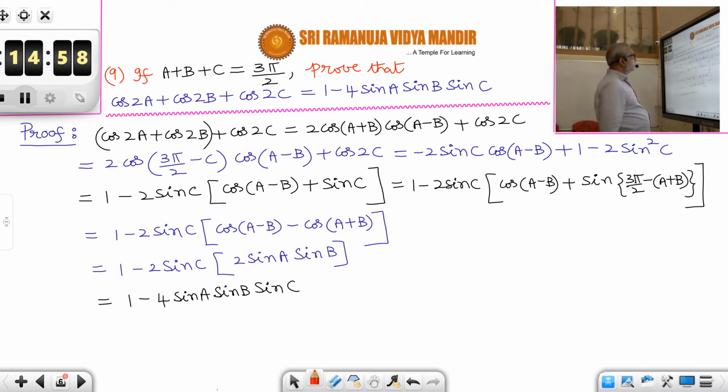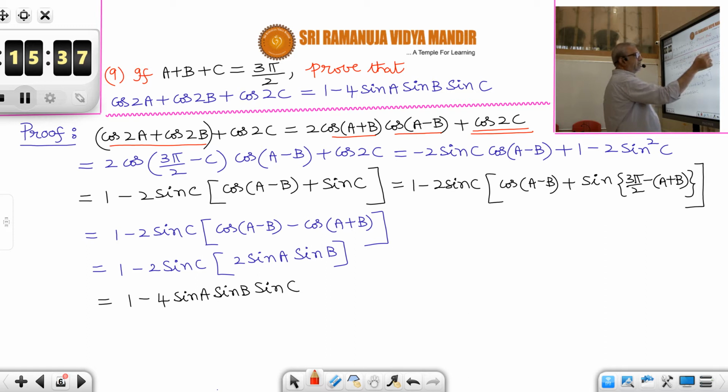Prove that cos 2a plus cos 2b plus cos 2c is equal to what? 1 minus 4 sin a sin b sin c. Okay, I will take the left hand side, cos 2a plus cos 2b plus cos 2c. In that I will combine the first two terms, cos 2a plus cos 2b. 2 cos (2a plus 2b by 2) cos (2a minus 2b by 2). Cos 2c will be waiting because there are 4 formulas. Which formula to use? It is in a dilemma, so it will be just waiting.